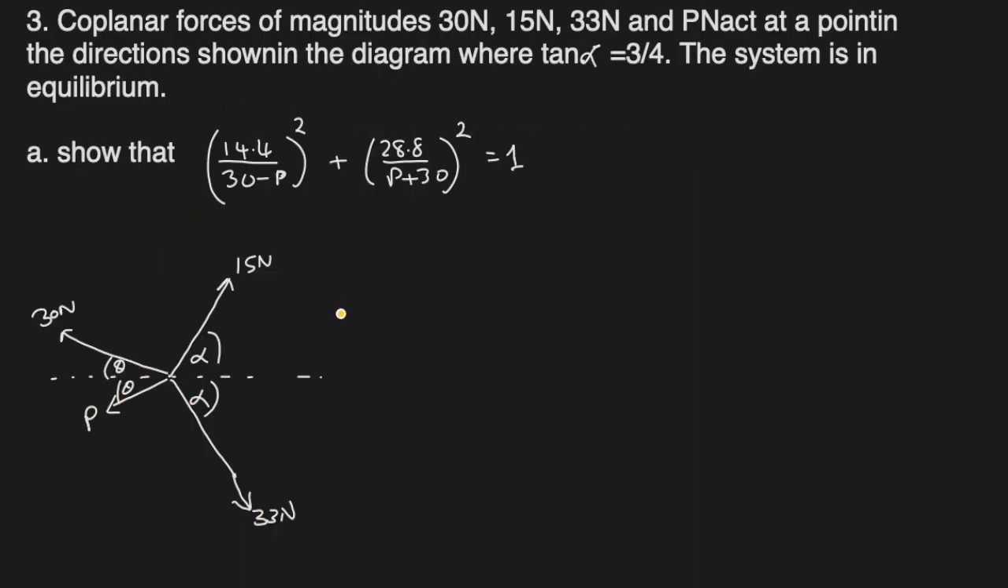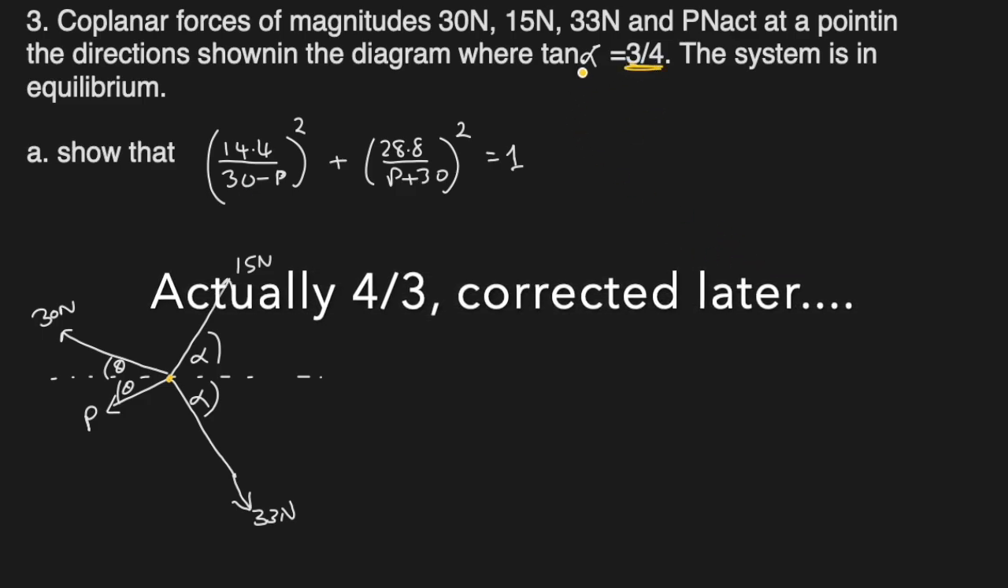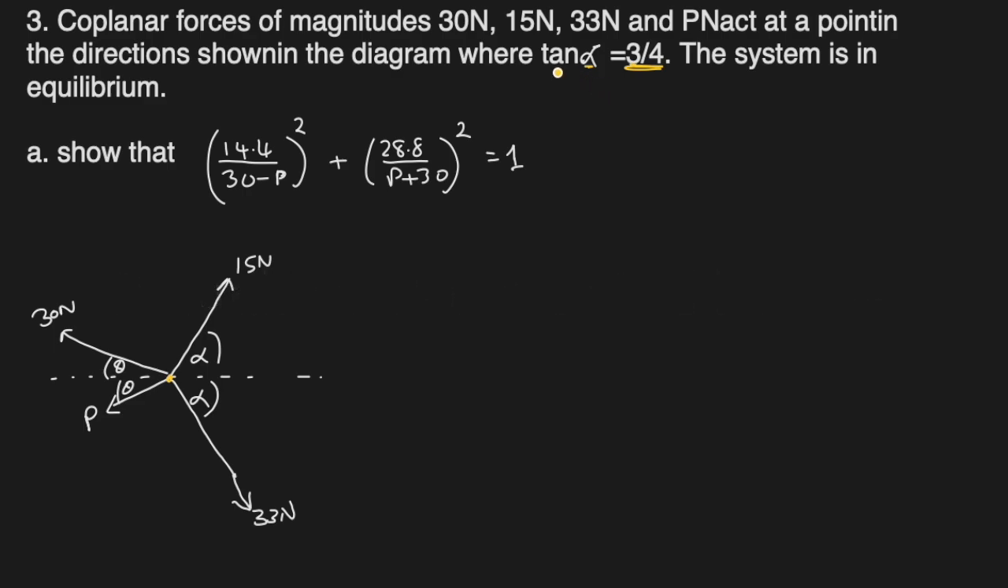Well, question number 3 says coplanar forces of magnitudes 30 Newton, 15 Newton, 33 Newtons and P Newtons act at a point. This is the point, in the directions shown. Okay, different directions shown in the diagram where tan alpha is 3/4. So alpha angle can be found out, but I don't think we'll need it. The system is in equilibrium. That means all forces in all directions are balanced out. Show that something square plus something square is equal to 1.